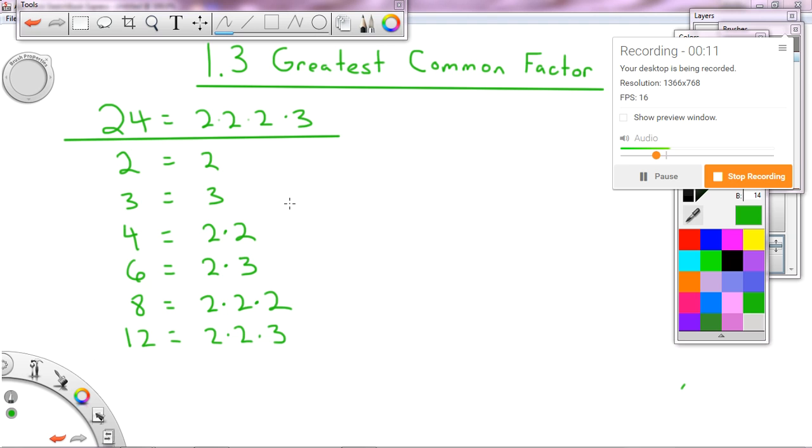Now how do we apply that to real life problems? Well, there's one in your book that's kind of tough. I'm going to read it to you right now, and then I'll do a little demonstration. A rectangular piece of metal sheet that measures 360 centimeters by 280 centimeters is cut into identical small square pieces. Find the greatest possible length of a side of each square piece. Okay, I'm not going to do that problem.